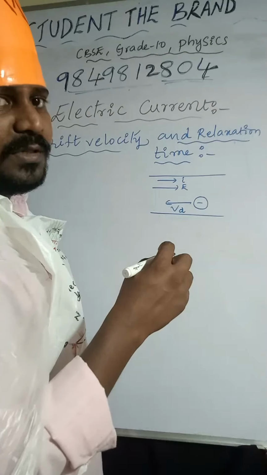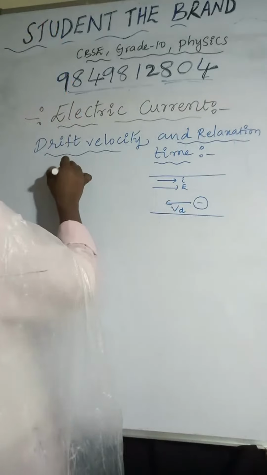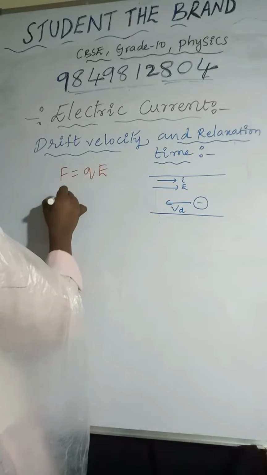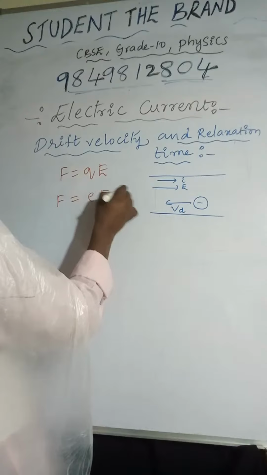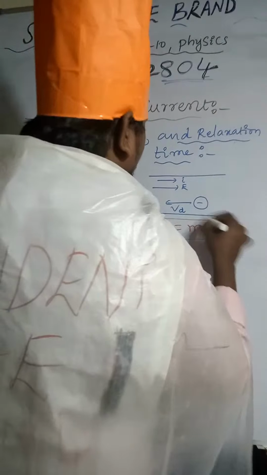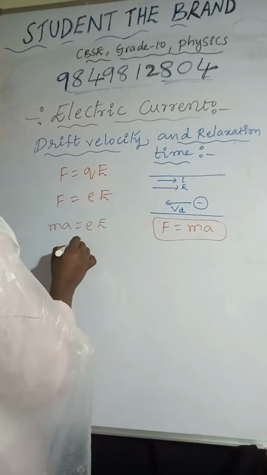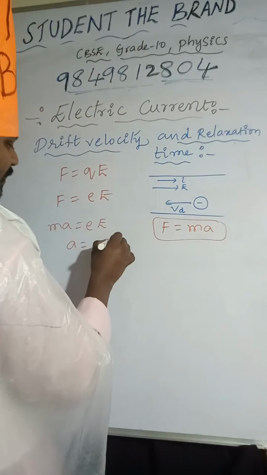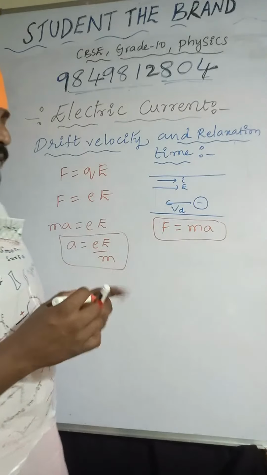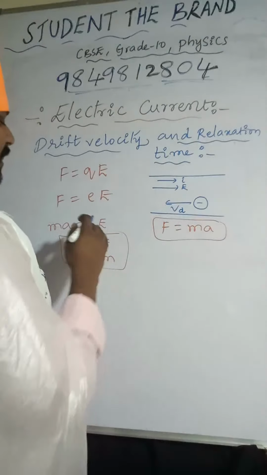Now you can observe. F equal to Q into E. We also know F equal to MA. So MA equal to E into E, then A equal to E by M. Okay, so I hope it is very clear. So acceleration is equal to E by M.